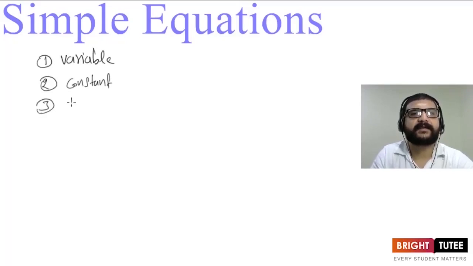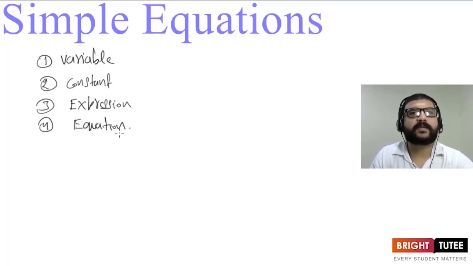And then we have seen what expressions are. Expressions are formed by performing operations like addition, subtraction, multiplication, division on variables. And then we have seen what an equation is. The most important thing was that an equation always has an equality sign, which implies that the left hand side of the equality sign is equal to the right hand side of the equality sign.